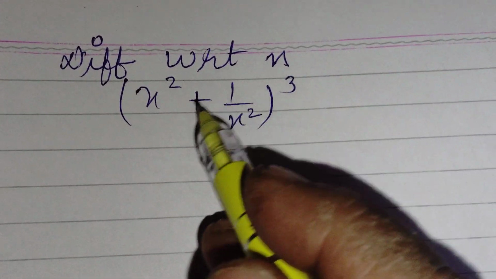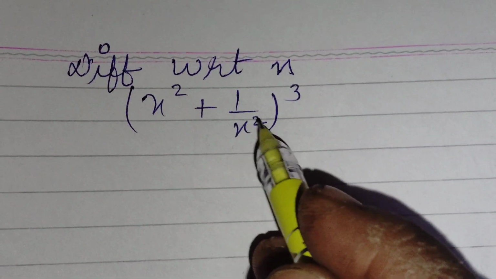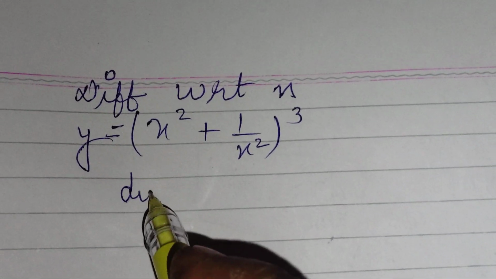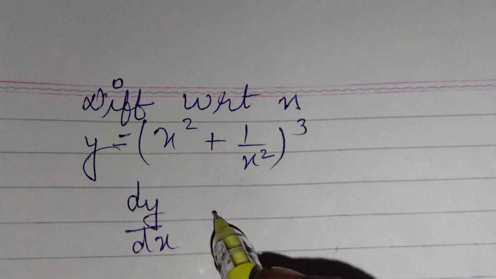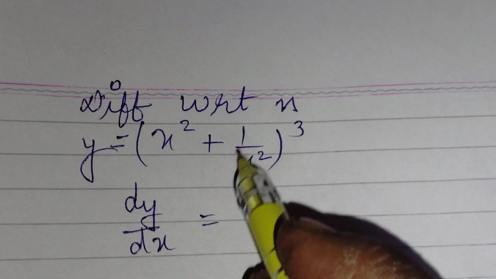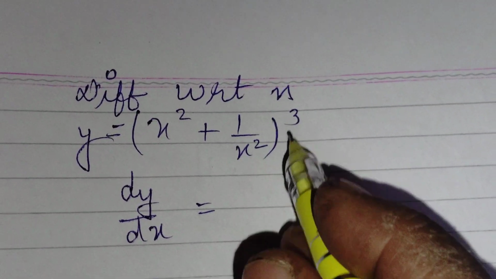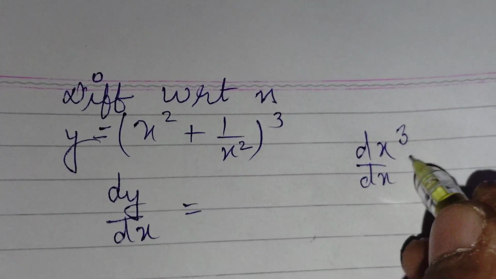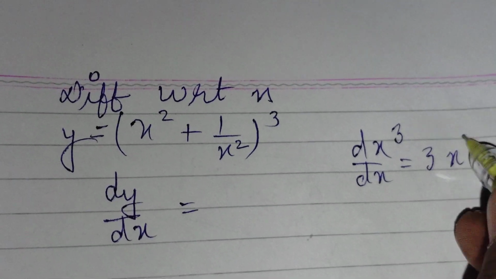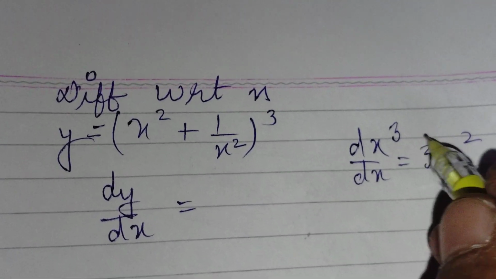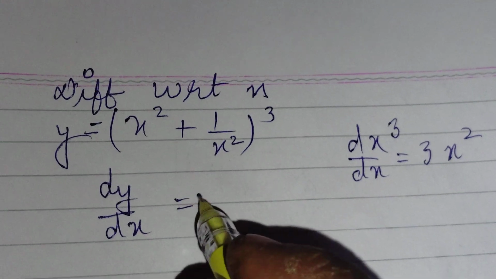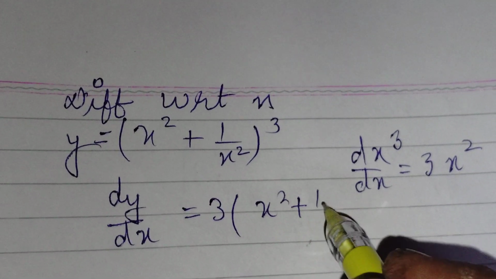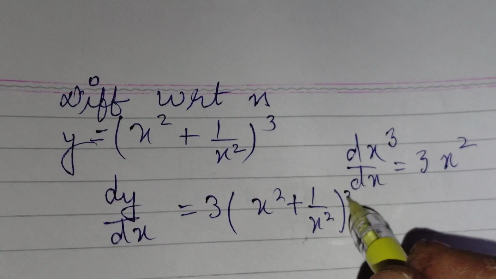So here is the question: differentiate (x square plus 1 upon x square) whole cube. First we assume it equal to y, then we differentiate it with respect to x, and according to chain rule this bracket is termed as x. So x cube differentiation we find according to our differentiation law. 3x square is the differentiation, 3 times x power 3 minus 1, that means x square. So we write here 3 times (x square plus 1 upon x square) whole power 2.